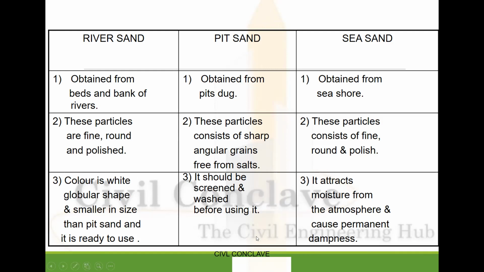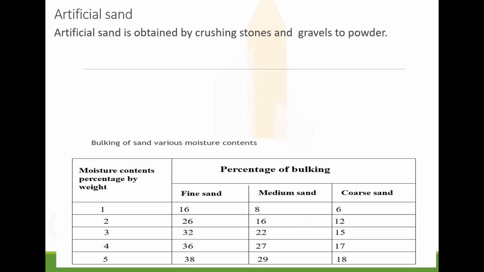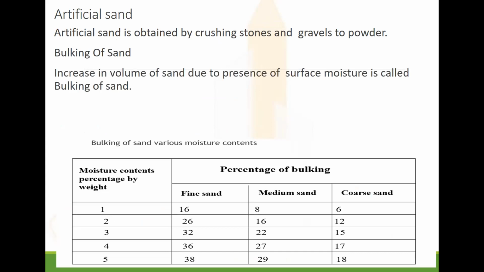Pit sand should be screened and washed before using it. Sea sand attracts moisture from the atmosphere and causes permanent dampness. Now we have to think about artificial sand. Okay.